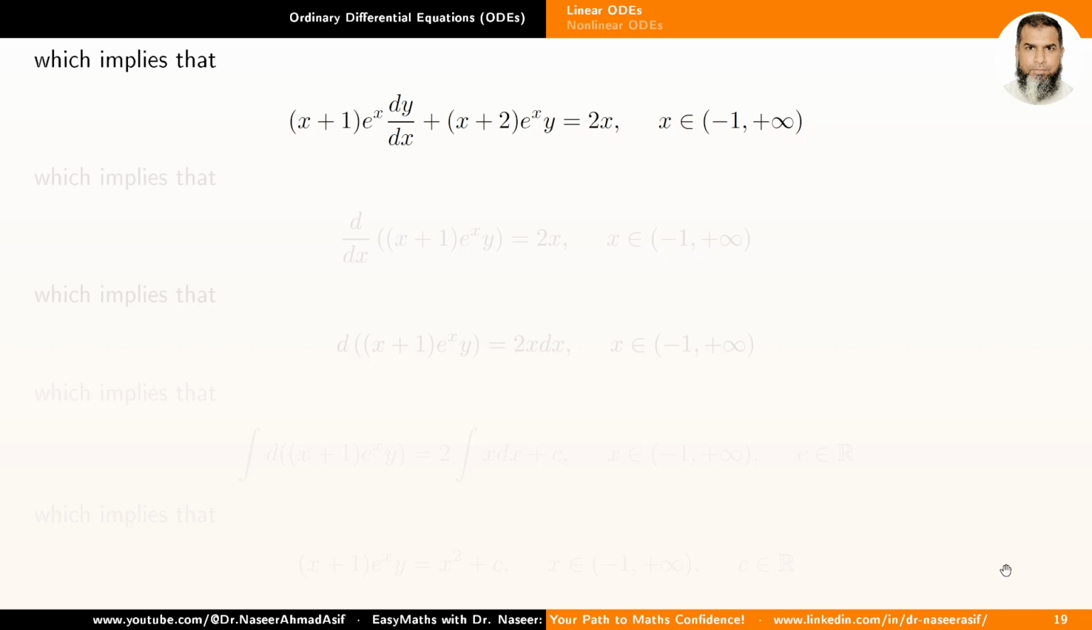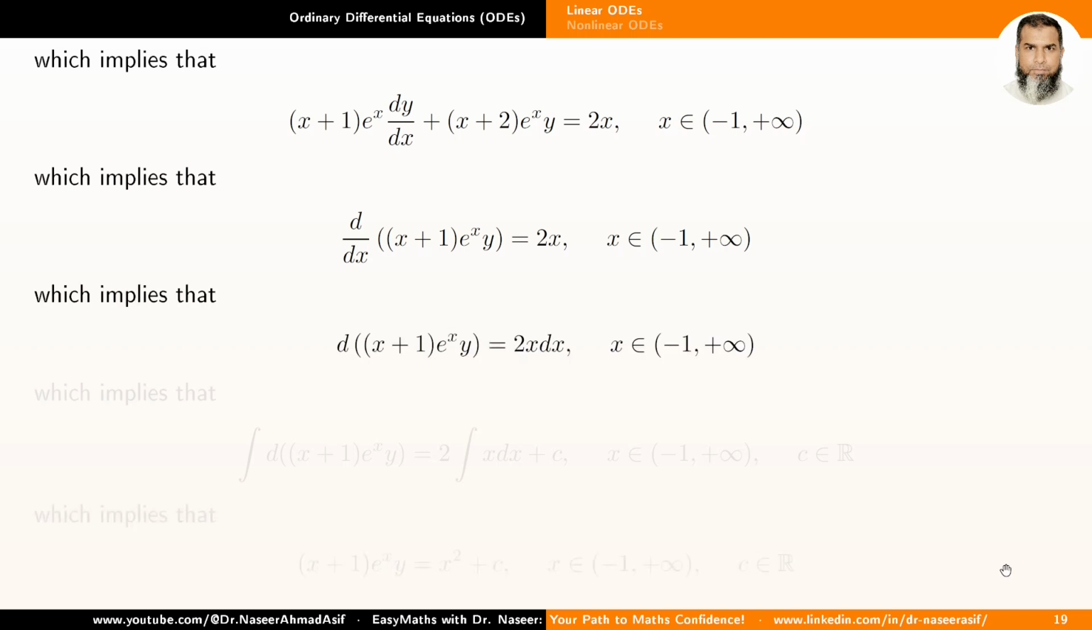Well, this can be expressed as d/dx of ((x+1) e^x y) = 2x, where x belongs to (-1, +infinity). So d((x+1) e^x y) = 2x dx, where x belongs to the open interval (-1, +infinity).